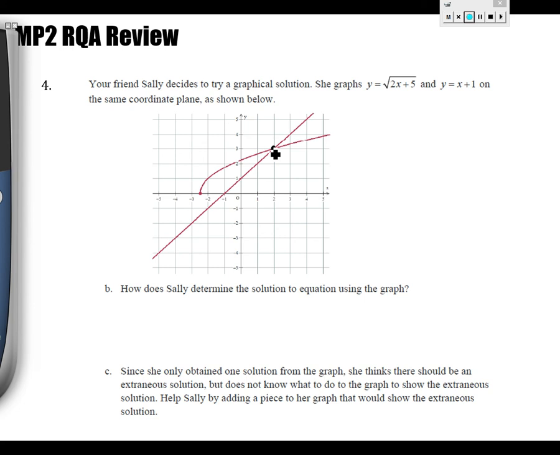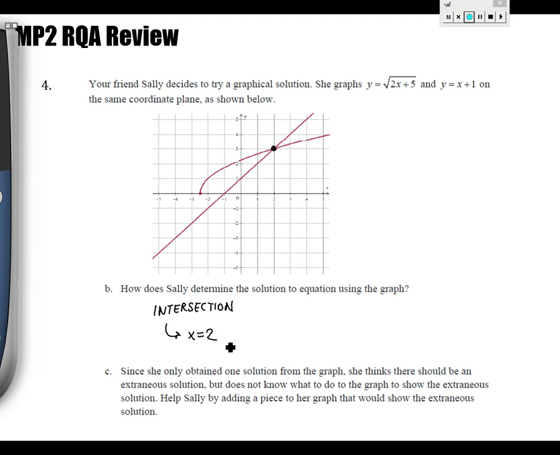Is that clear? Hopefully you understand why even finding the intersection makes sense in any of these situations, like the bacterial growth model. So how does Sally determine the solution from the graph? You can say something about she finds the intersection and finds that it's x equals 2.